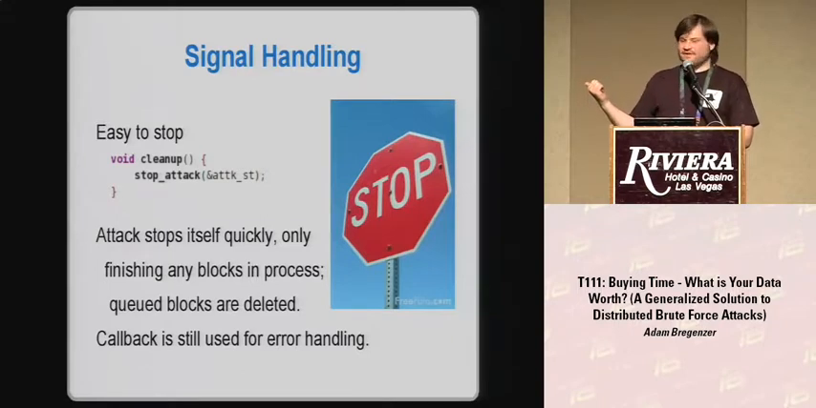Here's a very simple example of one function call to actually stop your attack. Storing the attack structure globally inside of the executable, and then just calling stop attack on it is all you need to do. You can put this on all of your signal handlers, and at any point in time, the attack will stop, the binary will close up, and everything cleans itself up nicely.